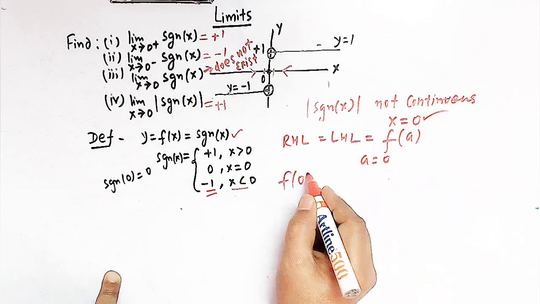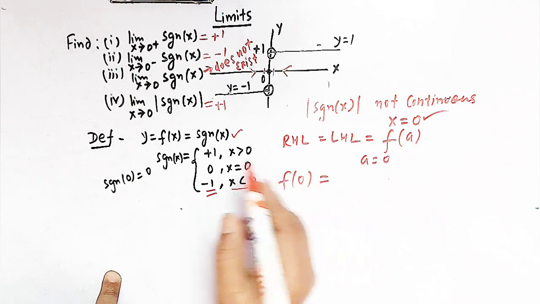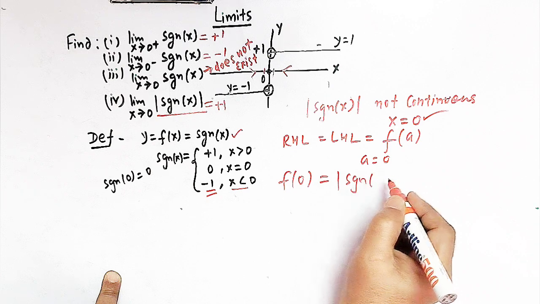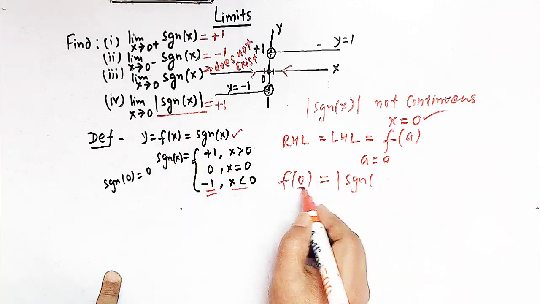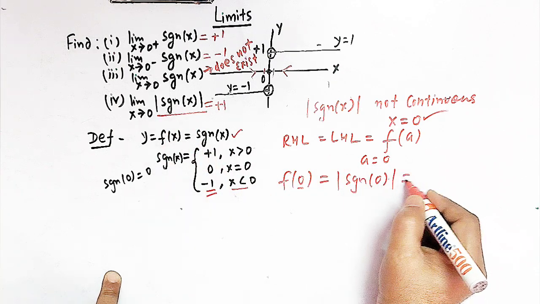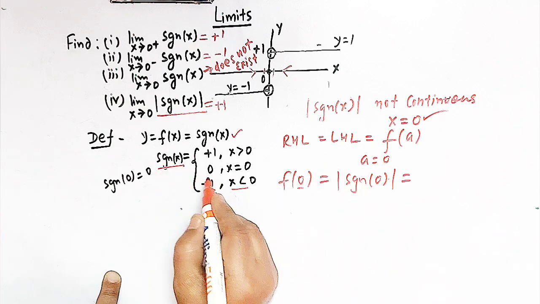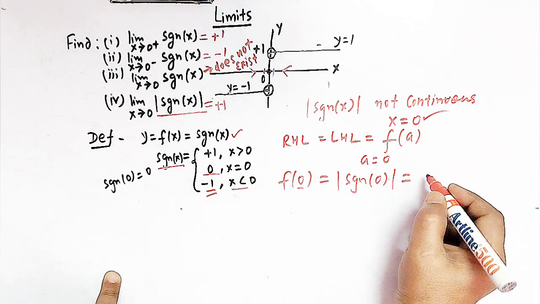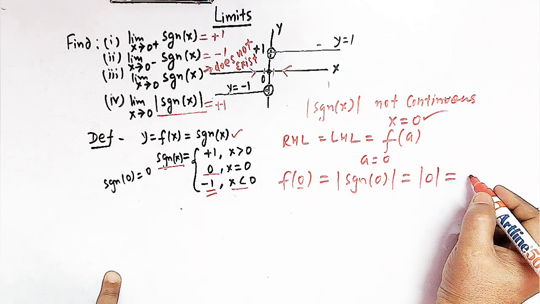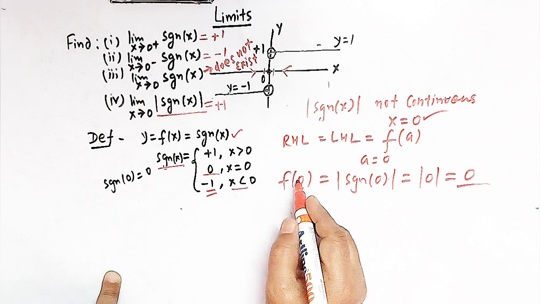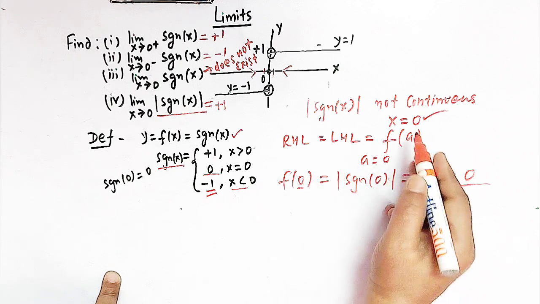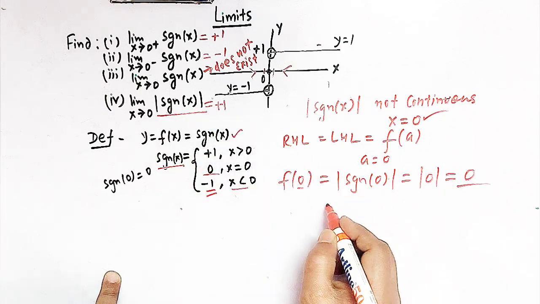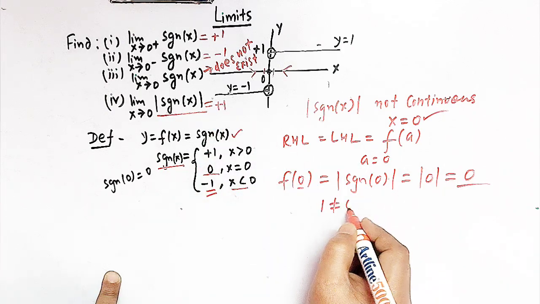So let us find the value of f of a, that is f of 0, for this function. Here we have mod of signum of x. For x we write 0, and from the definition of signum function we know that when x is equal to 0, signum of 0 is 0. So mod of 0 is equal to 0. So the value of the function at this point is 0, and 0 is not equal to plus 1, right?